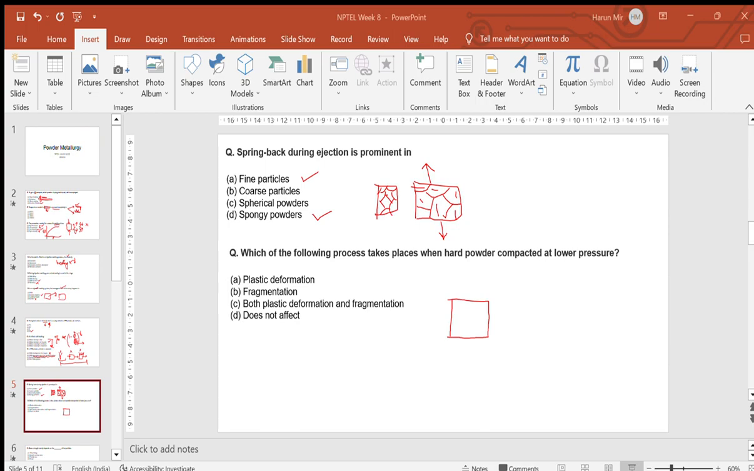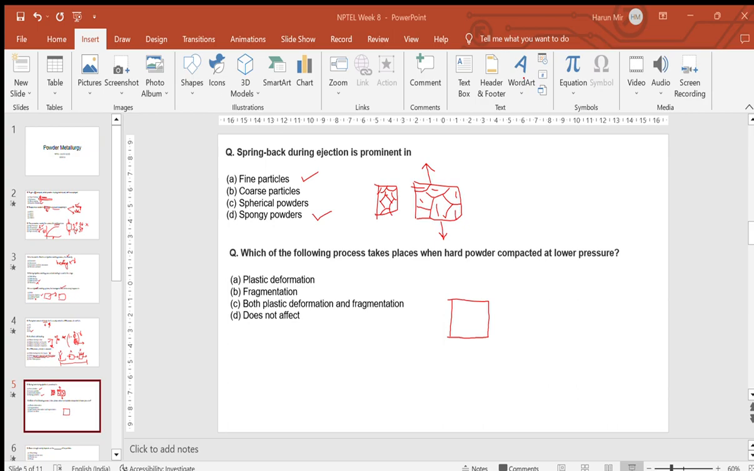So then we have another question that says, considering all parameters constant, the order of highest to lowest green density is. Now this is based on your hardness. Earlier it was based on your yield strength. So now it is based on your hardness. These values are given for hardness. So can you tell what is the order of highest to lowest green density?